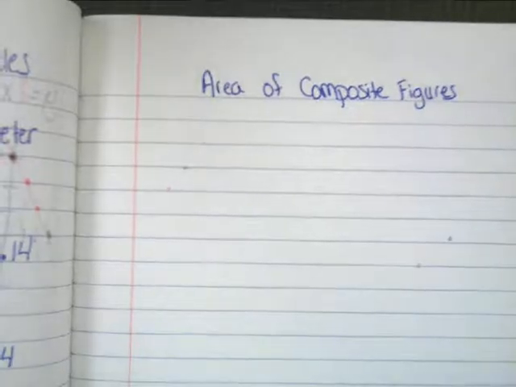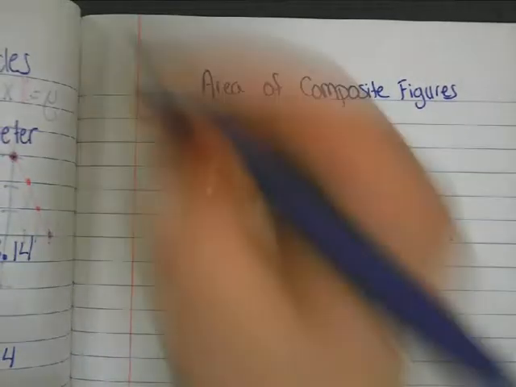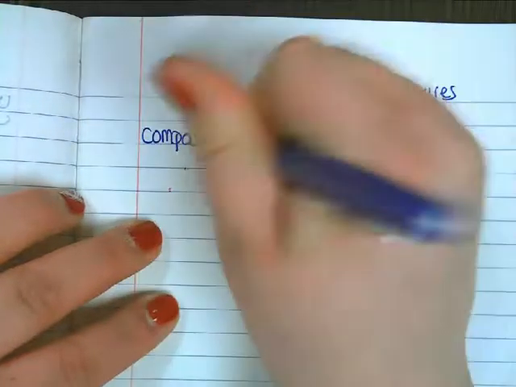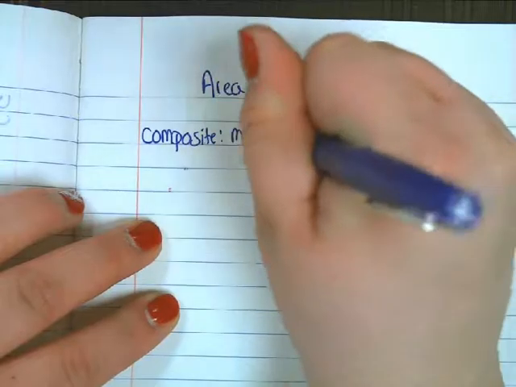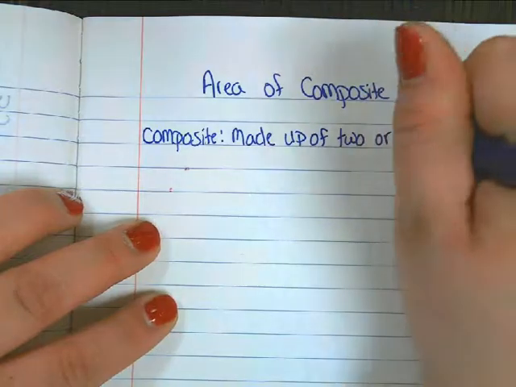Okay, so you may have wondered why we've been spending so much time this week on just basic figures. Because if you don't know how to find the area of a square, a rectangle, a triangle, a circle, you will not be able to do the composite figures. When we're talking about composite, it means more than one shape. So it's made up of two or more shapes.